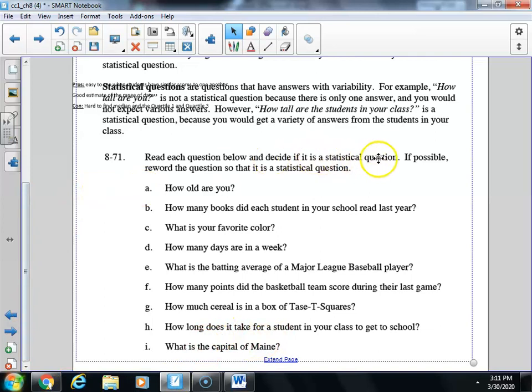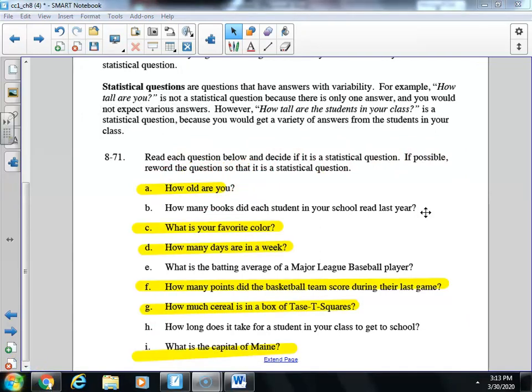The second part of this question said, if possible, reword the question so that it is a statistical question. So I went ahead and highlighted the different questions that were non-statistical. Again, questions that we would ask somebody and assume that we would only get one answer to that. The ones that are non-highlighted are considered statistical questions because we would expect a variety of answers.